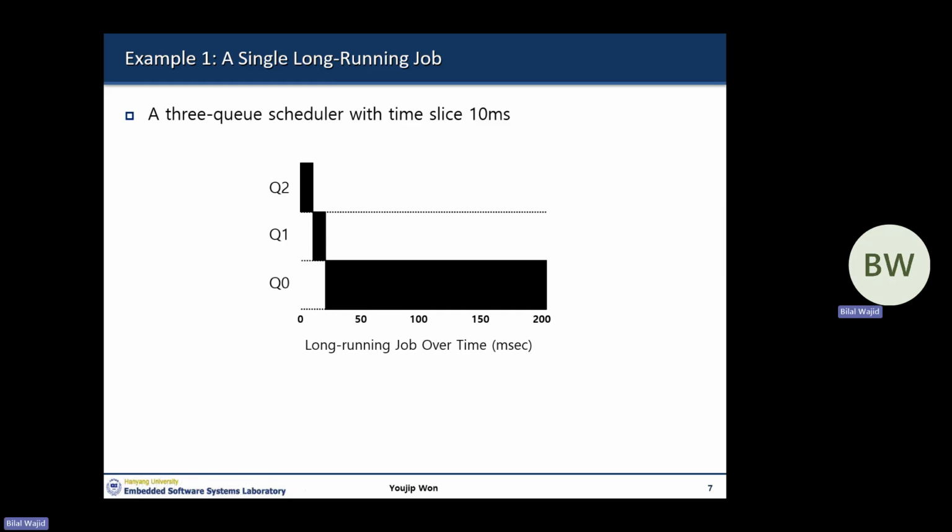And thereafter, if it consumes the entire time slice, it's put into the priority level 1 below it. Here, the lowest priority level is Q0. Therefore, once it comes at Q0, it stays at Q0. Okay. That's how the feedback mechanism is introduced. But let's look at another example.